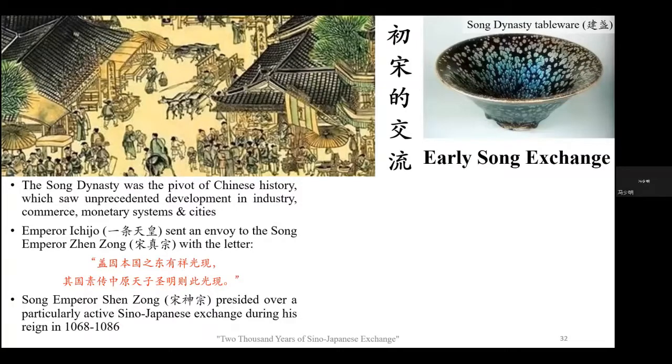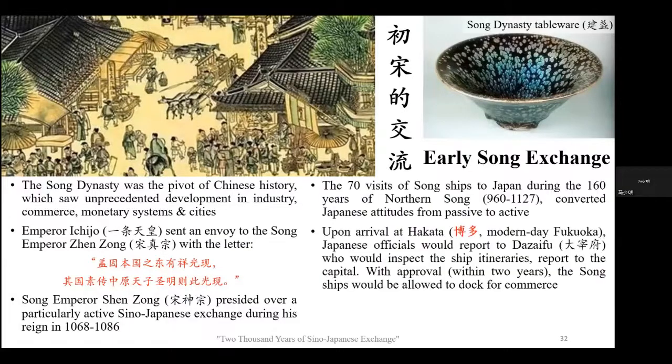Especially Song Shenzong, he presided over a very active Sino-Japanese exchange during his reign. There were almost 70 visits between Song dynasty and Japan during this 160 years of Northern Song. Right? This converted Japanese attitudes, which were previously very passive, now became very active.